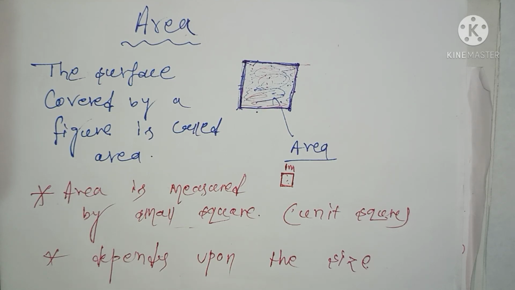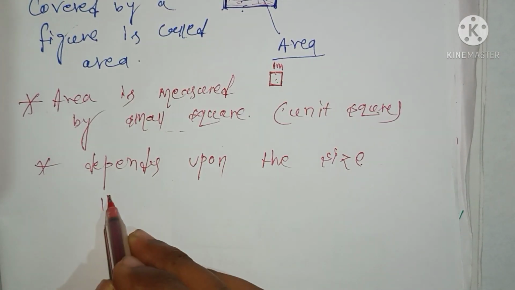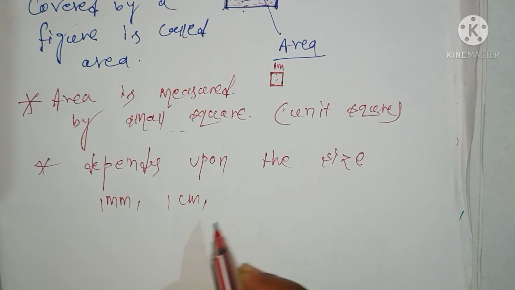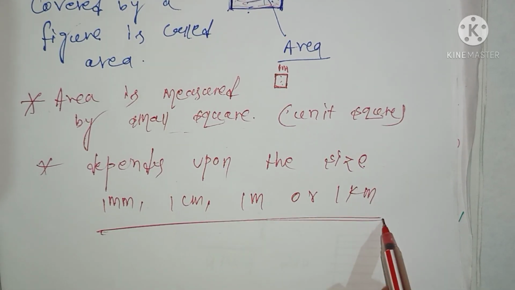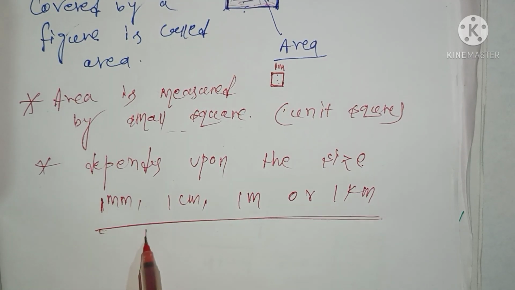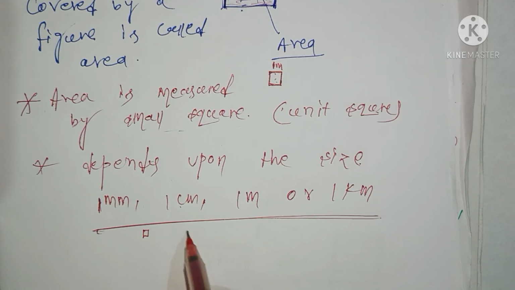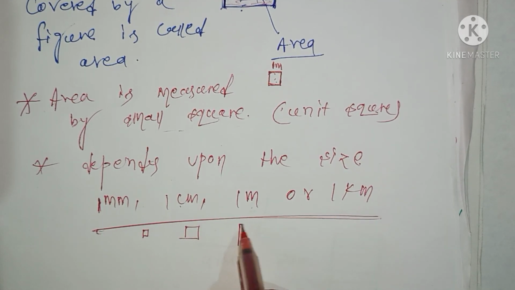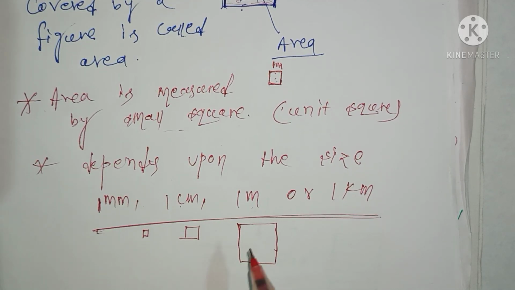The smaller unit you may take may be 1 millimeter, or 1 centimeter, or 1 meter, or 1 kilometer. According to the size we take the unit. Unit 1 millimeter means the square's side will be 1 millimeter. 1 centimeter means its side will be 1 centimeter. 1 meter means its side will be 1 meter. Is it clear? So how many squares of 1 meter are present in that specific figure? Then you can find out the area.